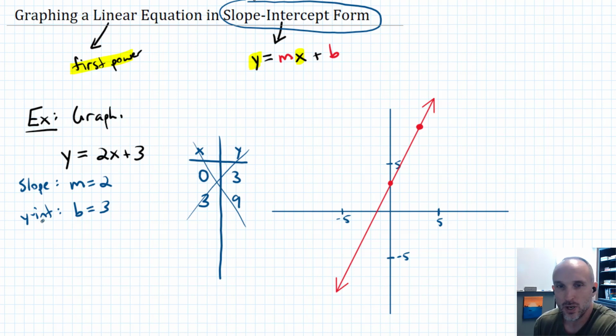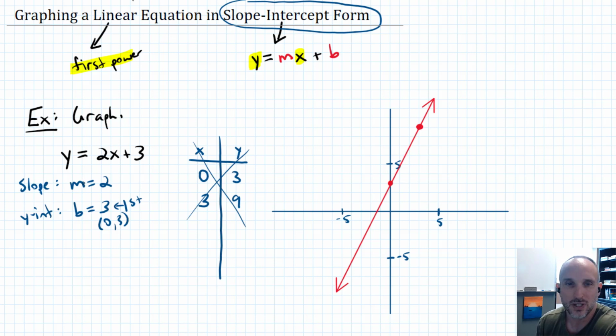So the way you do this is you first look at your y-intercept, which is 3. Really, it's the ordered pair 0, 3. It's where it touches the y-axis. So 0, 3 is right here. So that's how b is used in the mx plus b.